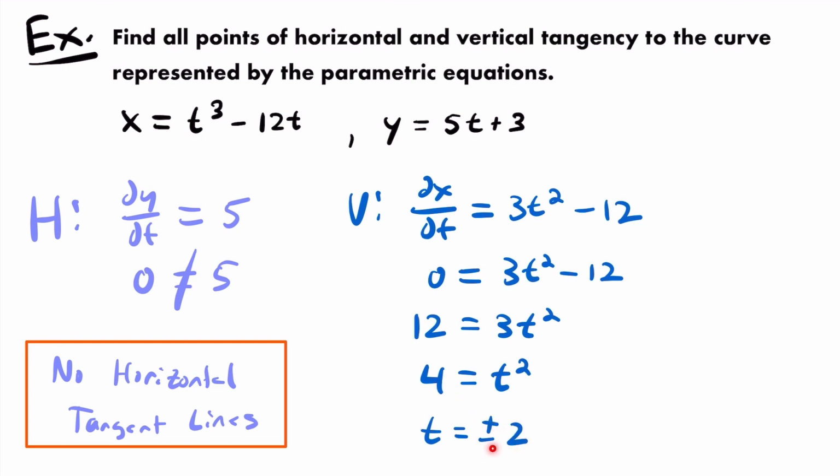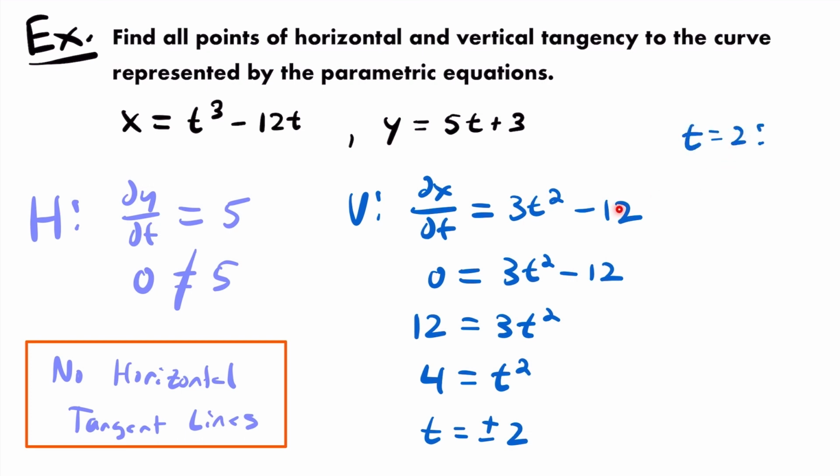So when t equals plus or minus 2, dx/dt is equal to 0, which means that the slope is undefined for those 2 values of t, which means we have vertical tangent lines at those values of t. However, we're not done yet. We don't want to just find the values of t where we have vertical tangency. We want to find the points of vertical tangency. So what we have to do is plug these 2 values of t into our parametric equations to get their corresponding coordinate points. So let's start with t equals positive 2.